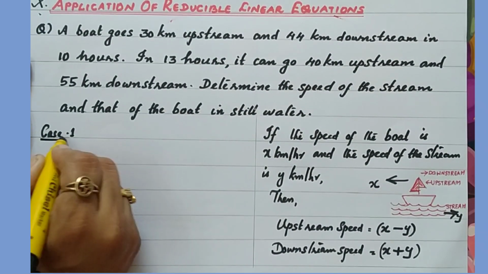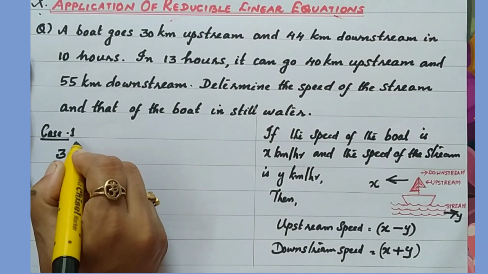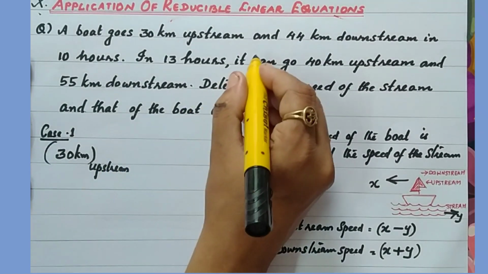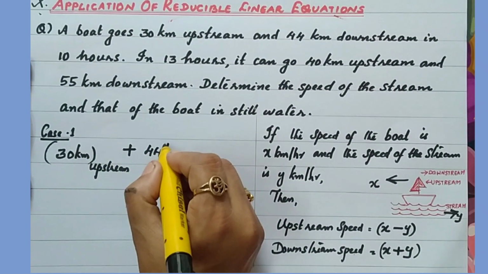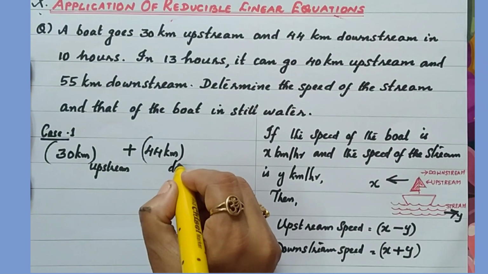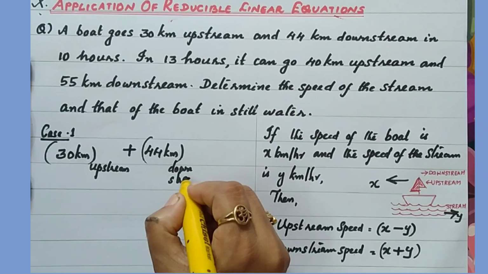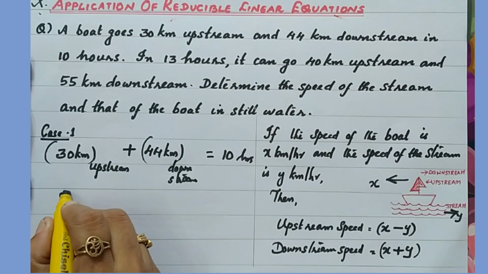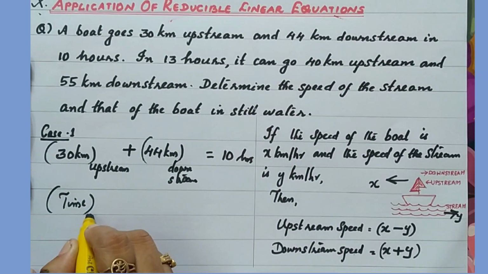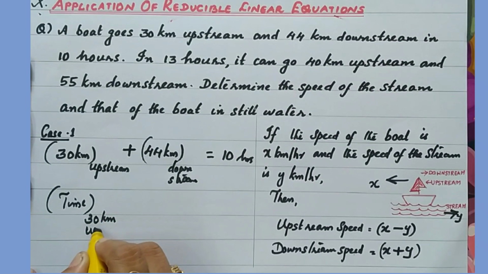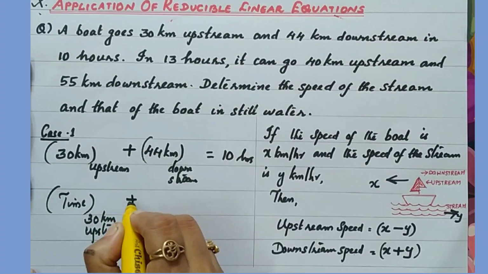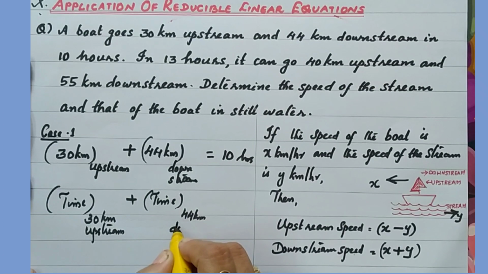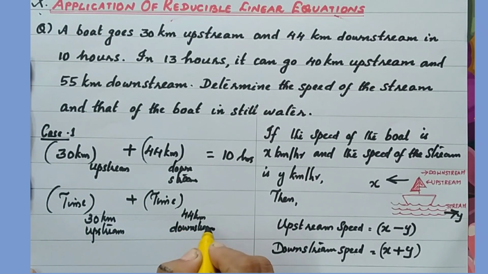Case 1. The boat goes 30 km upstream plus 44 km downstream in 10 hours. That means the time for 30 km upstream plus the time for 44 km downstream. This time is given to us as 10 hours. That is the first condition.